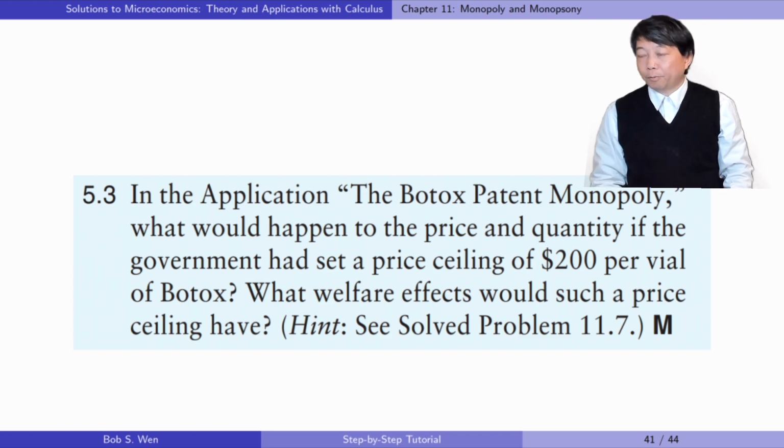Let's do exercise 5.3. In the application, the Botox patent monopoly. What would happen to the price and quantity if the government has set a price ceiling of $200 per vial of Botox? What welfare effects would such a price ceiling have?